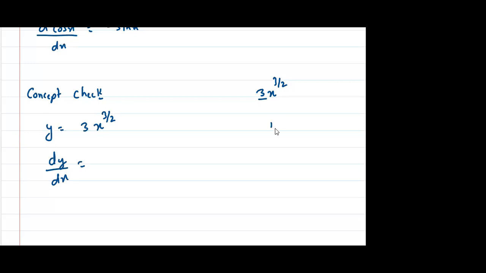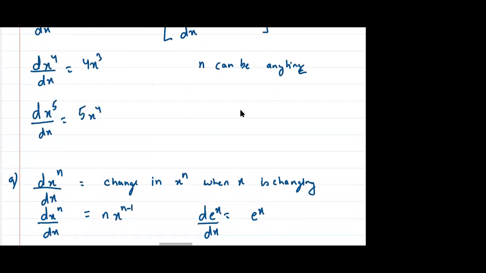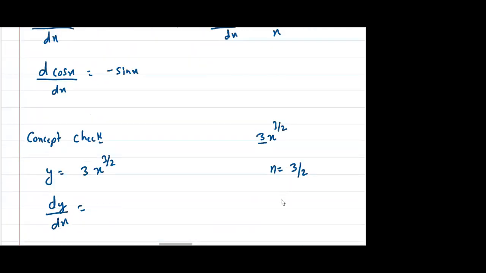Now, what is n here? N का value कितना है? What is the value of n? Second concept. Very good, Varsha. Correct. Sir, n is equal to 3 by 2. As I told you, this n can be anything. यहाँ पे लिखा है ना मैंने? N is 3 by 2. What is n minus 1?